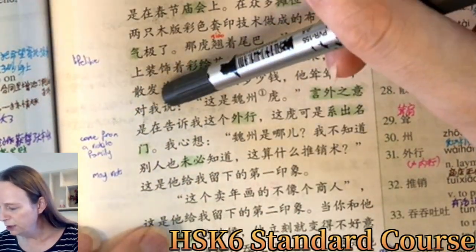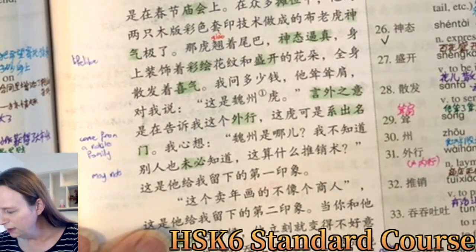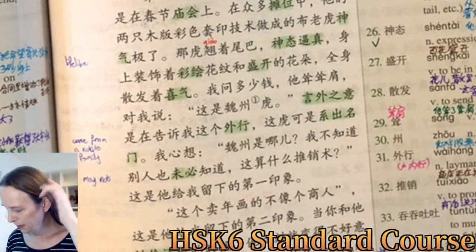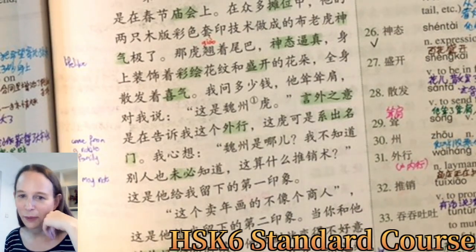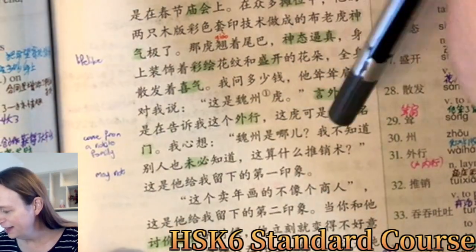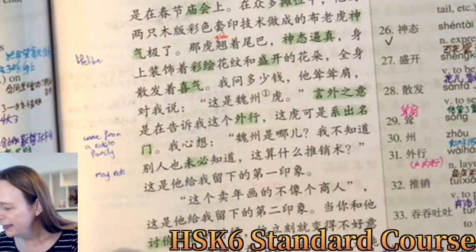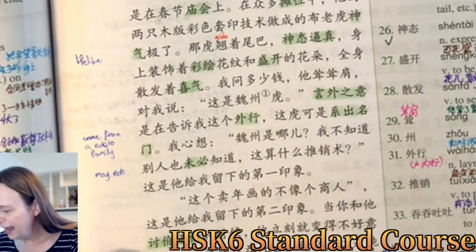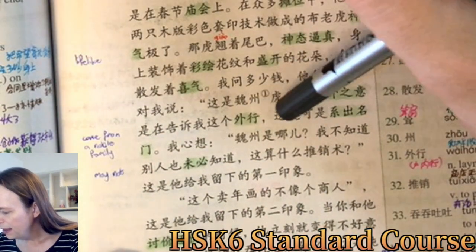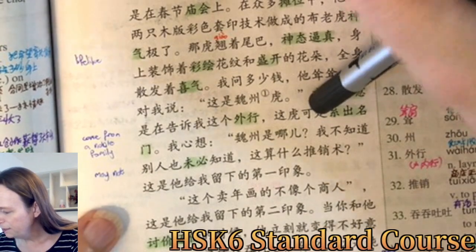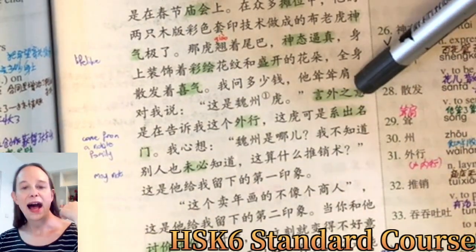对我说，这是魏州虎. I don't know what a 魏州虎 is, there is an explanation, but it's very long, maybe I'm just too lazy to read it. 言外之意是在告诉我这个外行，这虎可是系出名门.